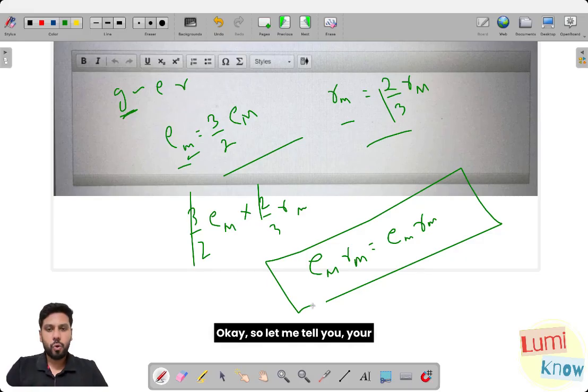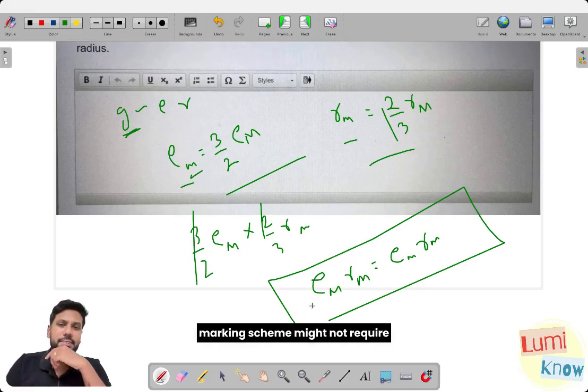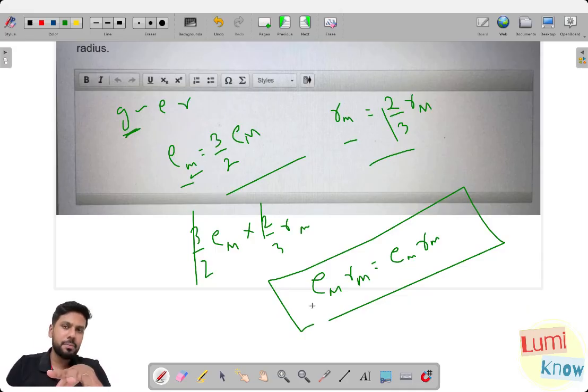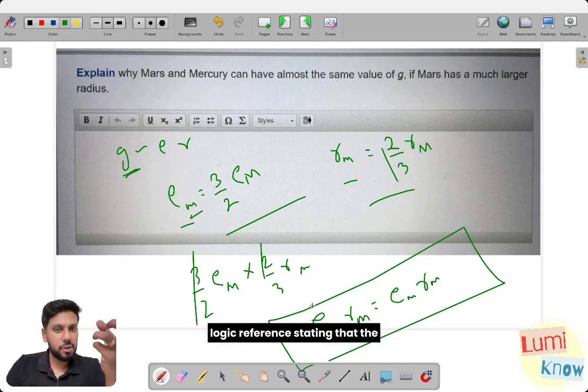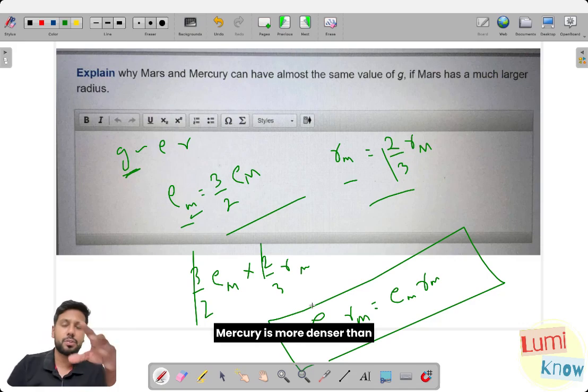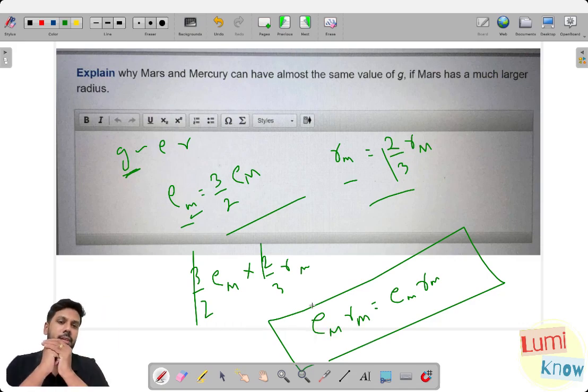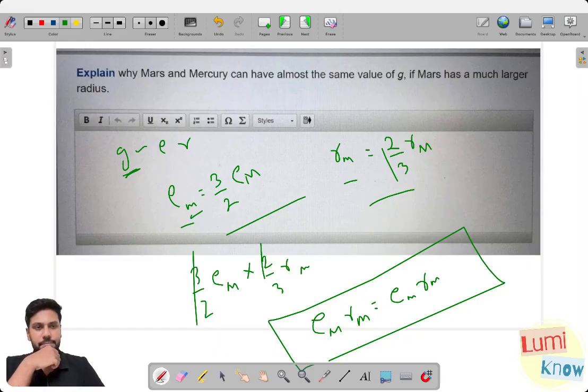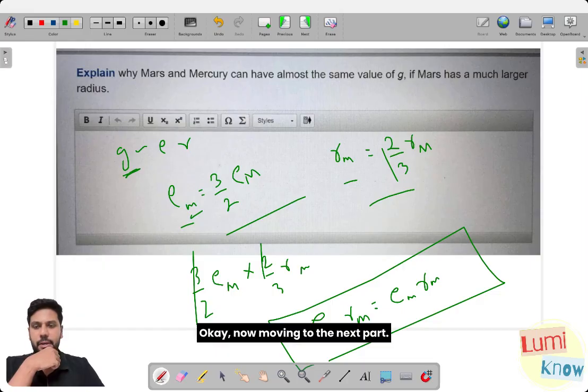Okay. So let me tell you, your marking scheme might not require you to show all this calculation, but you need to bring in this logic reference stating that Mercury is more dense than Mars. That's very important here. Okay. Now, moving to the next part.